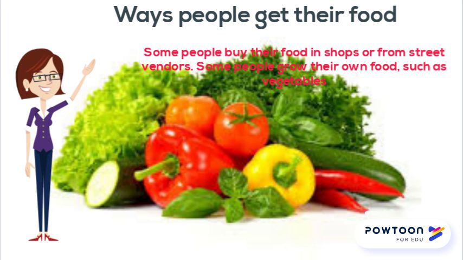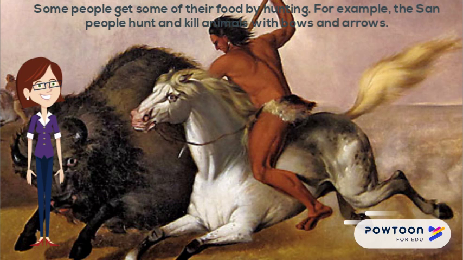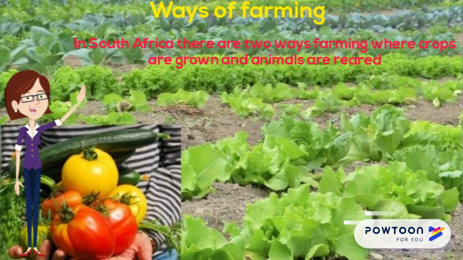People who live close to the sea or a river can go fishing. Some people get some of their food by hunting. For example, the San people hunt and kill animals with bow and arrows.